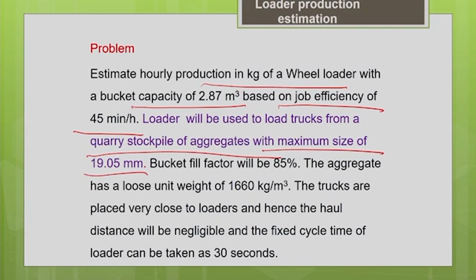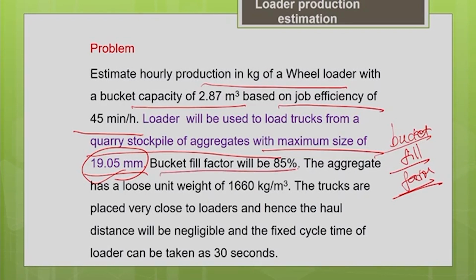From a stockpile of aggregate. The aggregate size is also given because depending upon your size, the filling ability of the material will vary, the bucket fill factor will vary. So, that is why even the size of the aggregate is given. Bucket fill factor will depend upon the size of aggregate. So, from the literature you are supposed to choose the bucket fill factor. For this problem it is given to you directly as 85%. The aggregate has a loose unit weight of 1660 kg per meter cube. So, this will help you in the weight estimation.